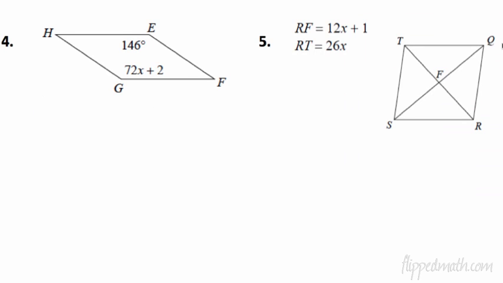We have 2 more here. All right, so number 4. 4 is easy. Look at that. Doesn't get any easier than this. Opposite angles, they're congruent. So let's set it up. 72x plus 2 equals 146.